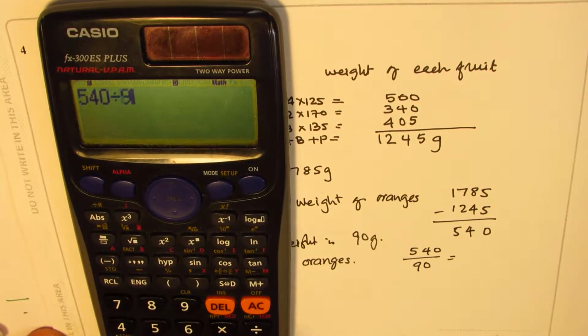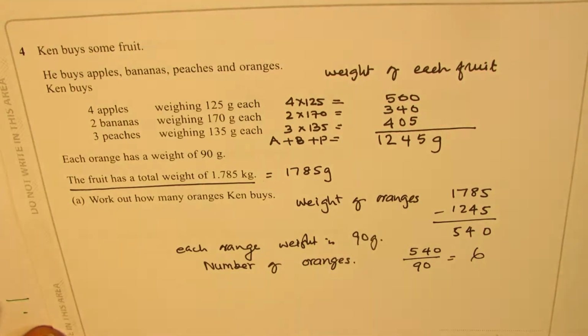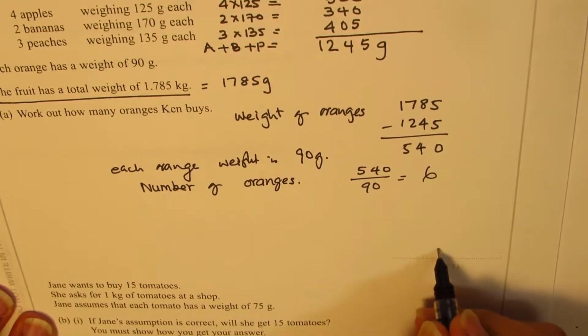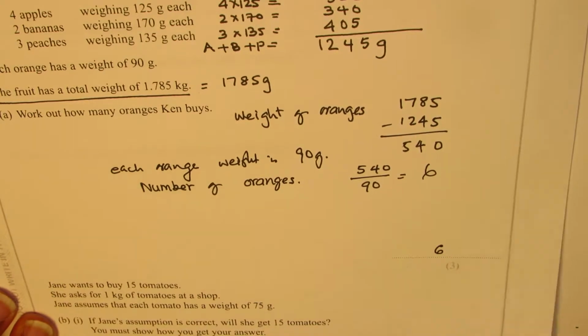540 divided by 90 gives us 6. So we get 6 oranges. Is that clear to you, right? So that goes into the solution. We get 6 as the number of oranges.